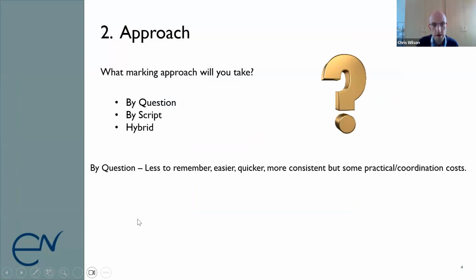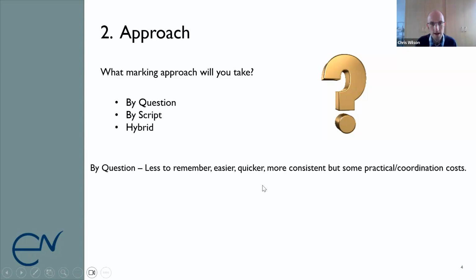The by question approach is where you say, right, I'm going to mark all the question 1s first, then all the question 2s, then all the question 3s, etc. That's very useful, and I prefer that method. It allows the marker to have less in their head at any one point in time. All I have to remember is the marking instructions and criteria for one question at a time. That makes it easier, quicker, and allows me to be more consistent as well.